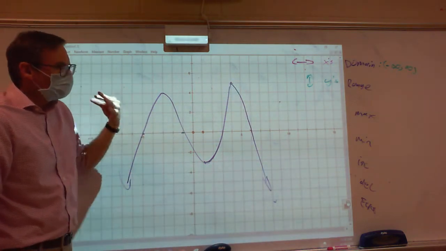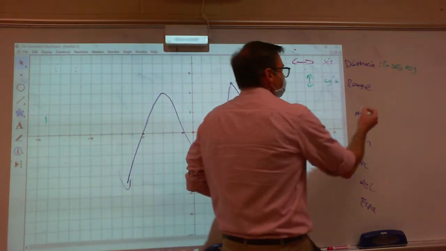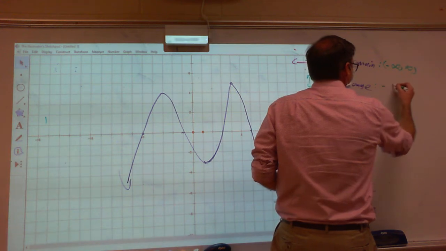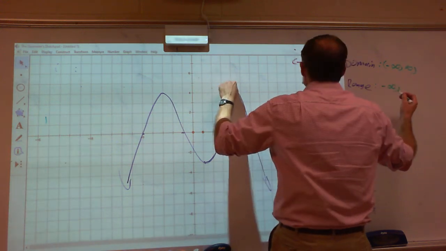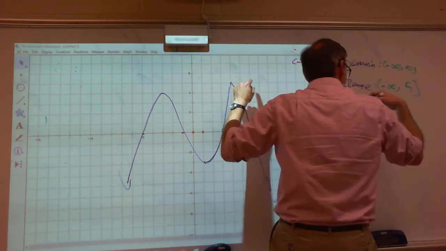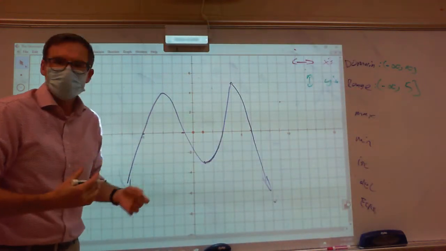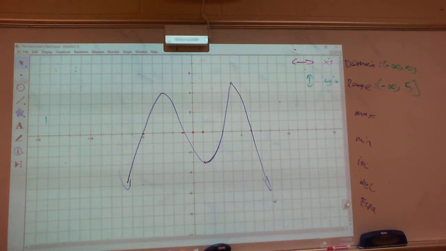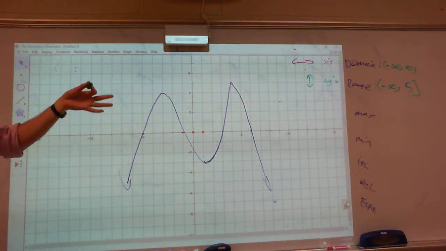So if I want to talk about my range of this, my range is going to be from negative infinity, and it goes up to a y value of 5. Now we get to include the 5, but with infinity, as far as interval notation goes, we always use parentheses. So that's our range.